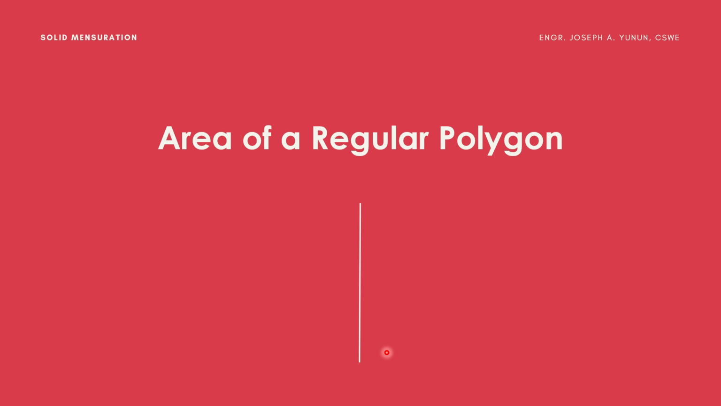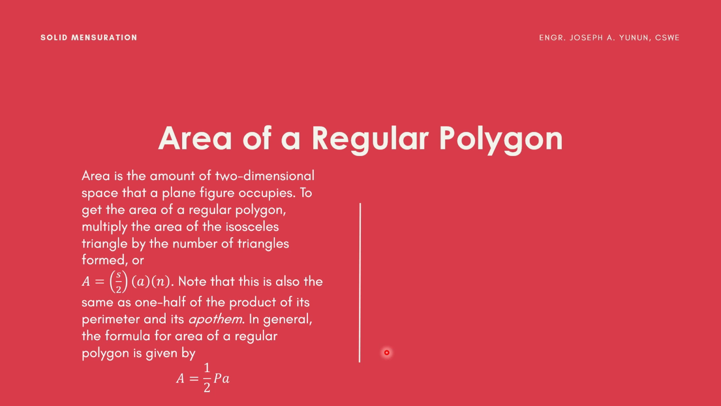So, area of a regular polygon. What is an area? Area is the amount of two-dimensional space that a plane figure occupies. You can calculate the area of a regular polygon by computing the area of a single isosceles triangle formed in the regular polygon, and then multiplying that value by the number of sides.